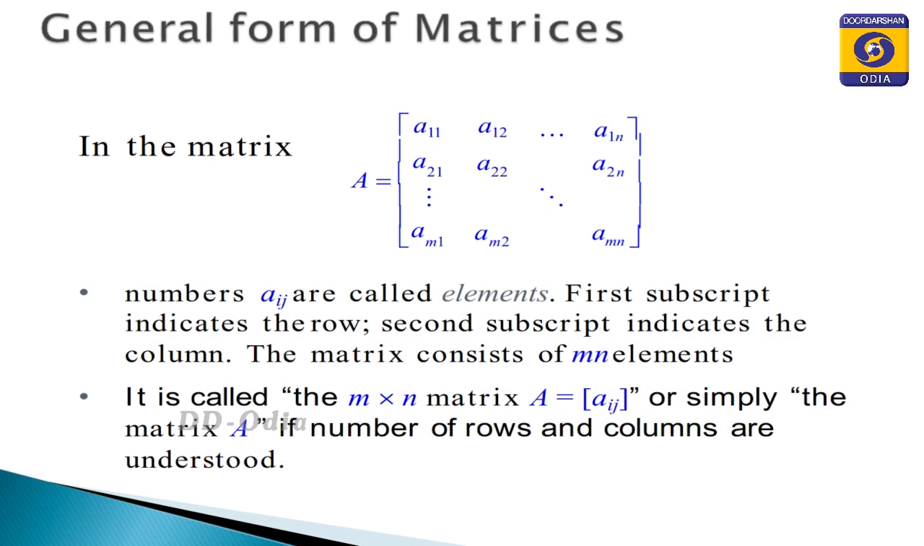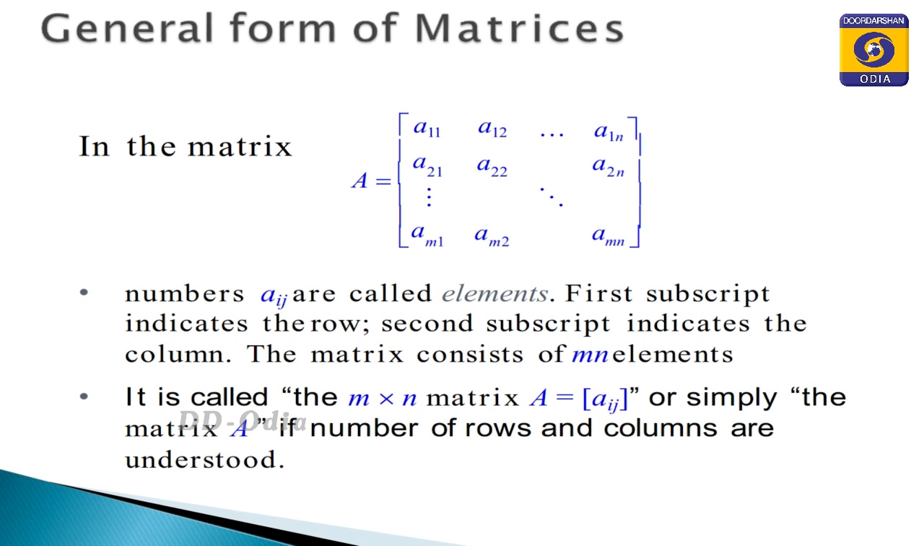Next, we go to the general form of a matrix. Generally, the elements are written in the form aij. This is the general form of a matrix. A is a matrix containing the elements a11, a12, a1n, am1, am2, amn. Here the numbers aij are called the elements. The first subscript i stands for the row and the second subscript j indicates the column. The matrix consists of mn elements. Here it is called an m cross n matrix, where aij is the element.